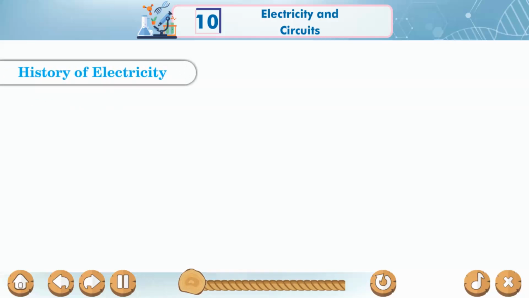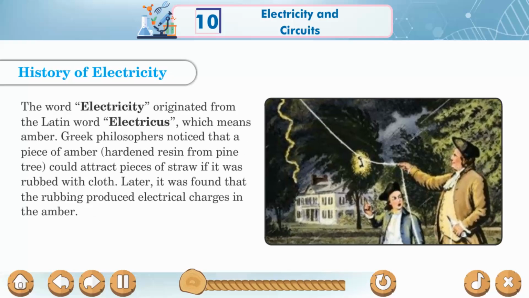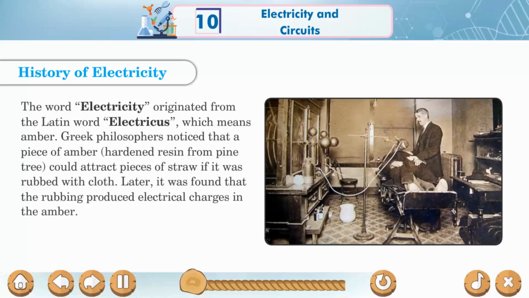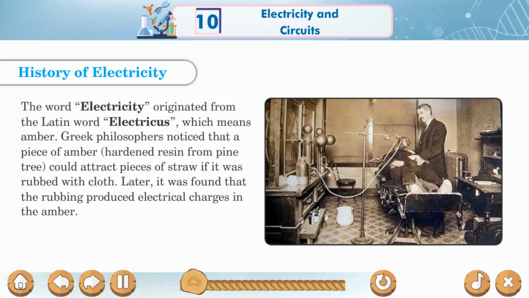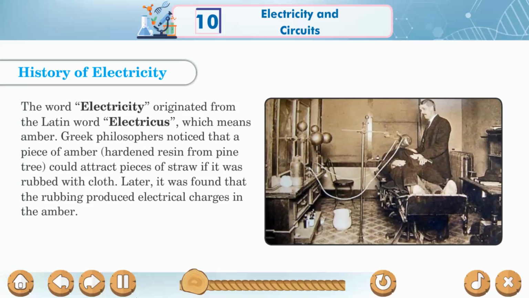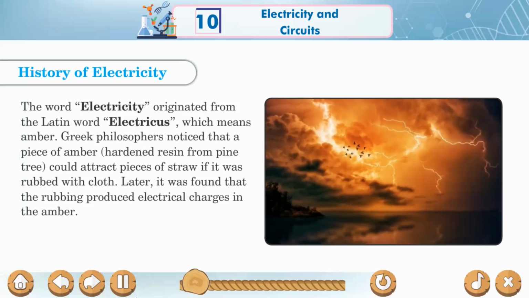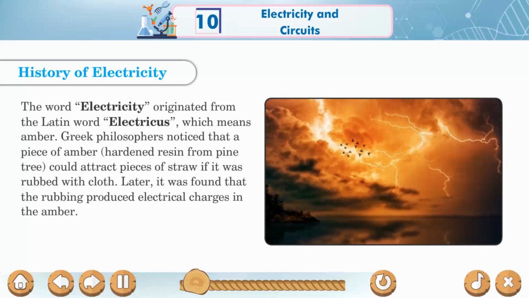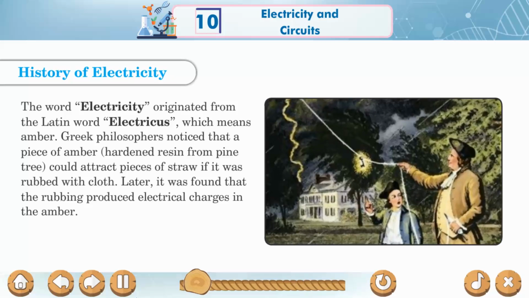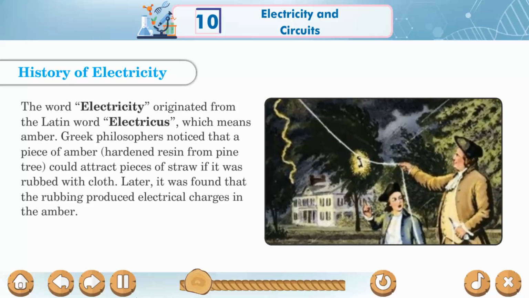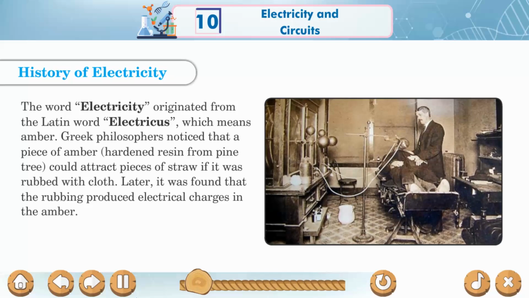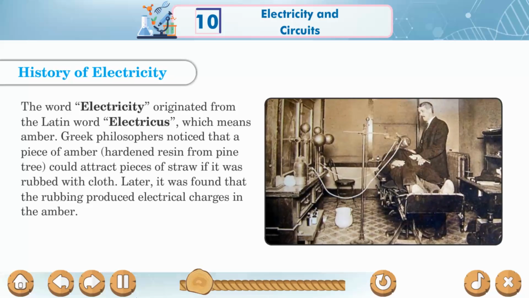History of electricity. The word electricity originated from the Latin word electricus, which means amber. Greek philosophers noticed that a piece of amber, hardened resin from pine tree, could attract pieces of straw if it was rubbed with cloth. Later, it was found that the rubbing produced electrical charges in the amber.